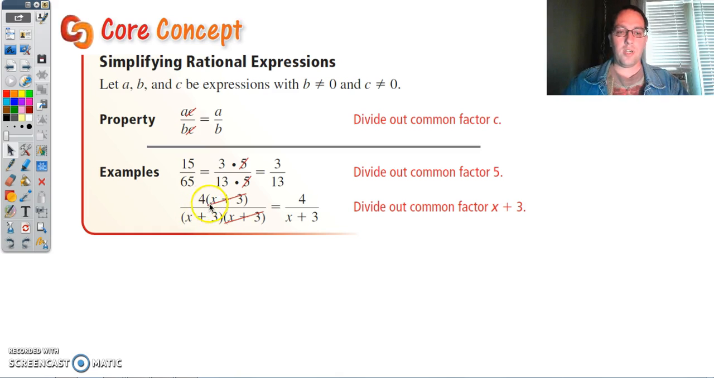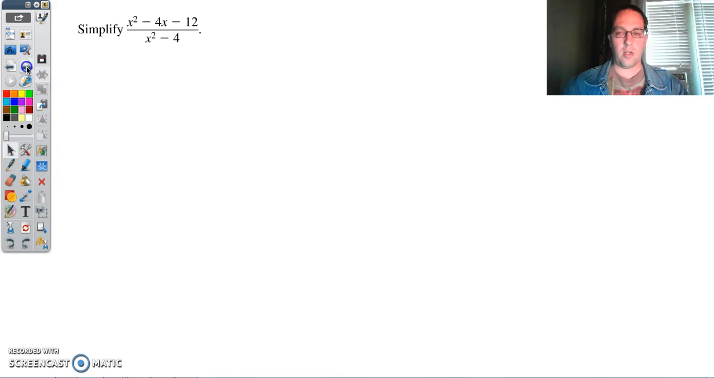Here we have 4 times x plus 3 over x plus 3 times x plus 3. They both have a factor of x plus 3, so you can factor those out, and it just leaves you with 4 over x plus 3. All right? It's just taking out the common factors. That's all it is, just like with fractions. You've been doing that since elementary school sometime.